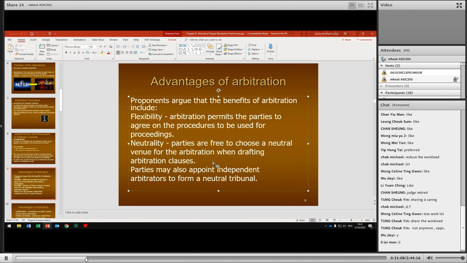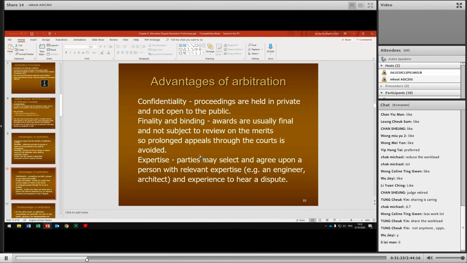So it's especially true for some contracts involving companies in two different countries. A party may also appoint an independent arbitrator to form a neutral tribunal. So it means that they can choose who is going to be the arbitrator. And also a very big attraction is confidentiality.